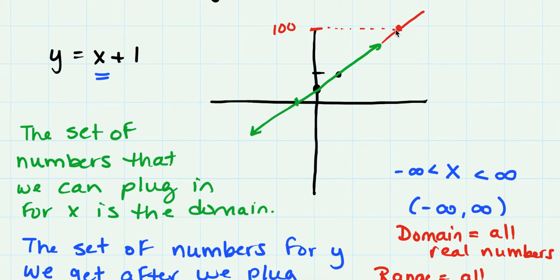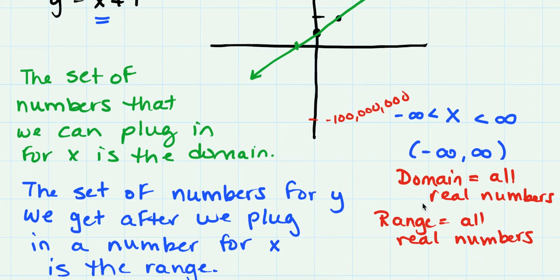So that 100 is going to be counted. Any number you choose for y, let's say you have -1 million, this line is going to go down forever. And so eventually it will cross this -1 million mark. So the domain and range are all real numbers.